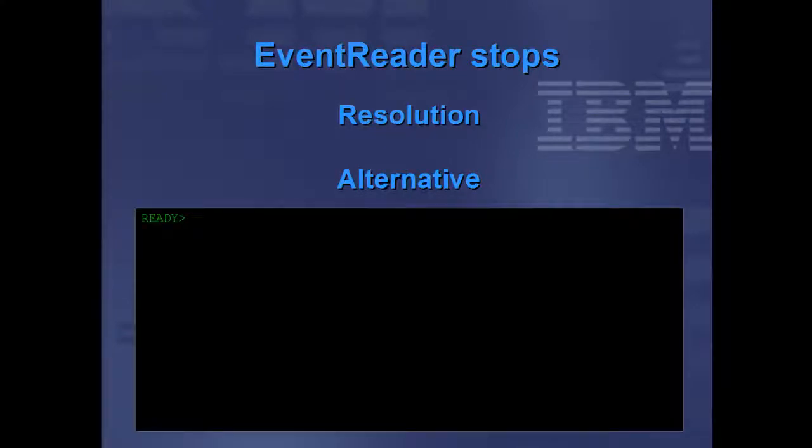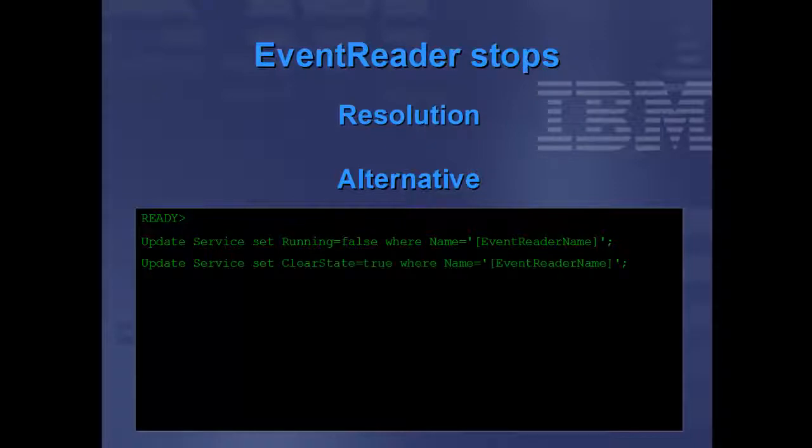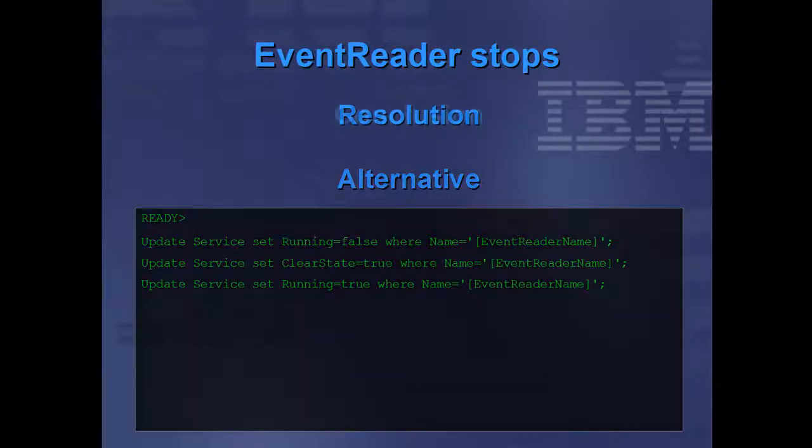Then at the ready prompt, enter the series of commands. Update service, set running equals false where name equals event reader name. Update service, set clear state equals true where name equals event reader name. Update service, set running equals true where name equals event reader name, where event reader name is the name of the event reader that requires this restart process.